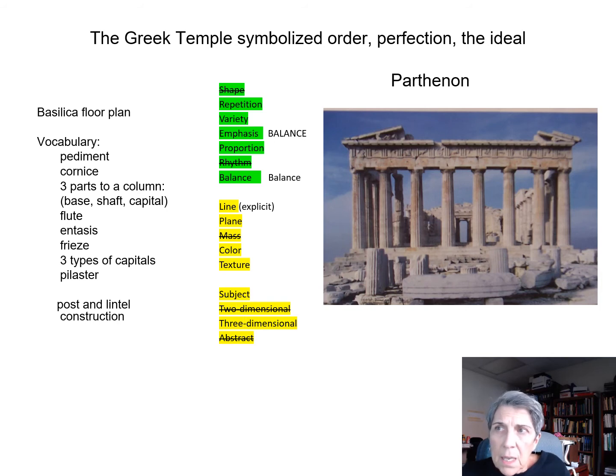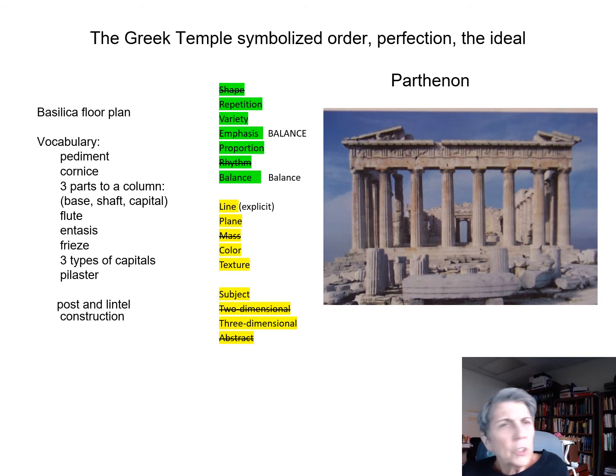Entasis is this. See, this column is a little thicker at the bottom and thinner up there. That's to create a sense of weight, like this weight on the column. It's not like that. If you had some PVC pipe there, which is totally the same width, it looks very mechanical. So this is part of the aesthetics. Aesthetics means beauty.